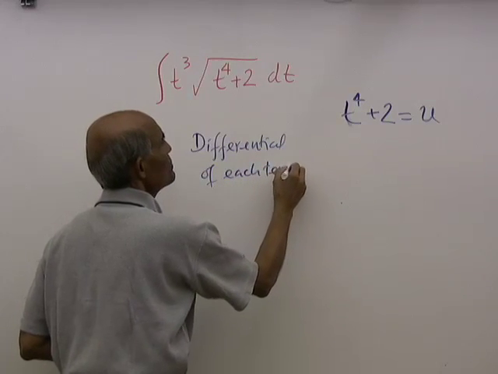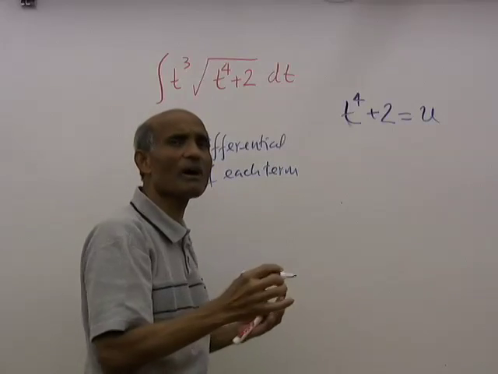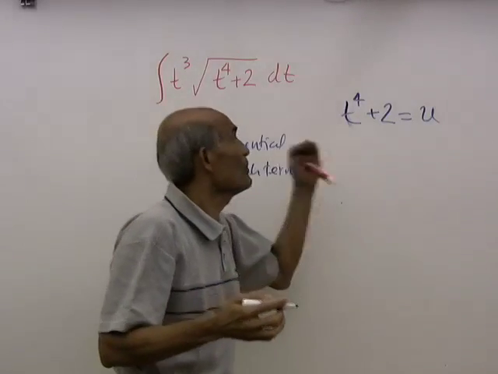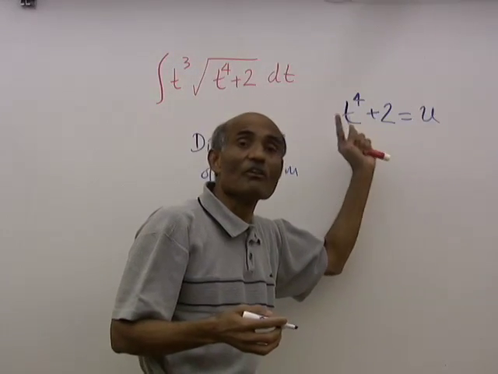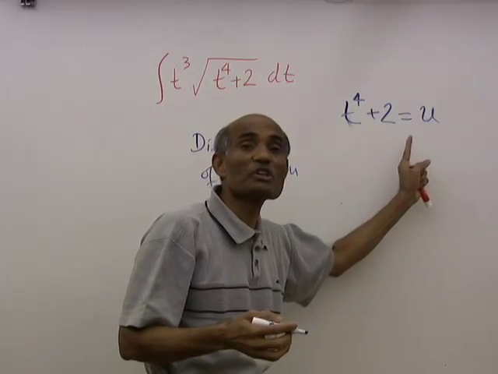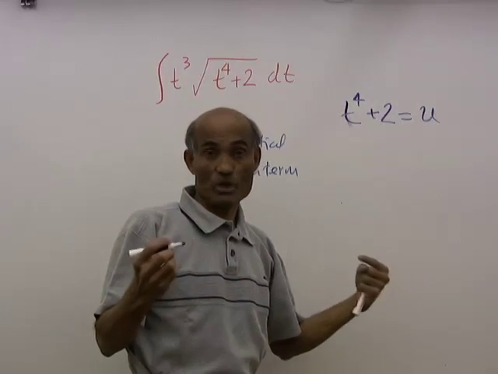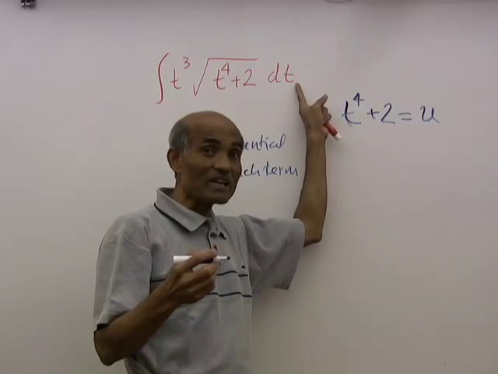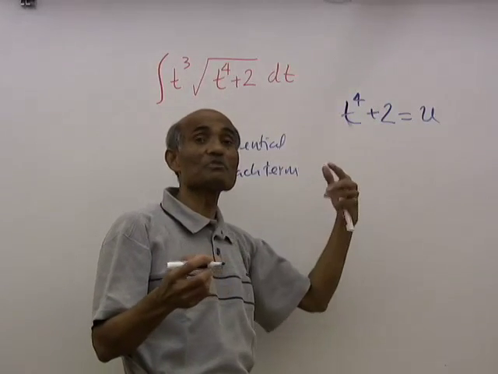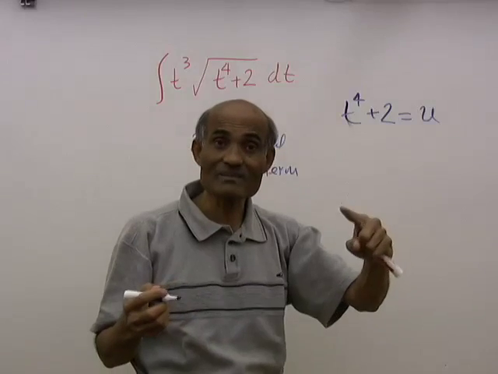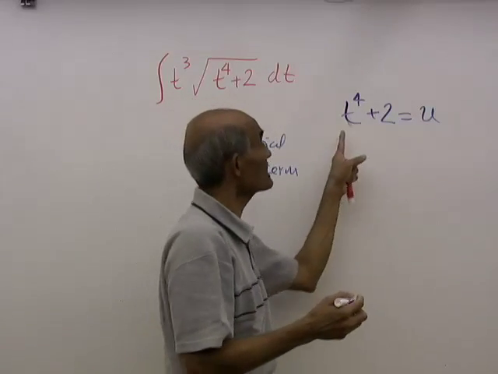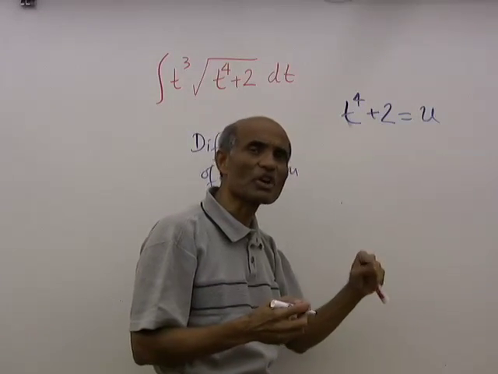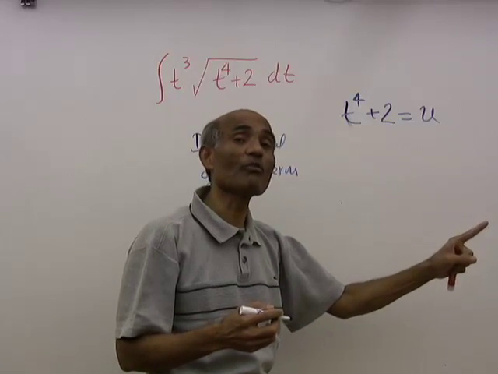This is what you need to do every time you do a substitution. The moment you do a substitution, find the differential of each term. Why? Because using the substitution, we need to replace the remaining terms in terms of that substitution. All right, tell me, what is the differential of t to the power of 4?